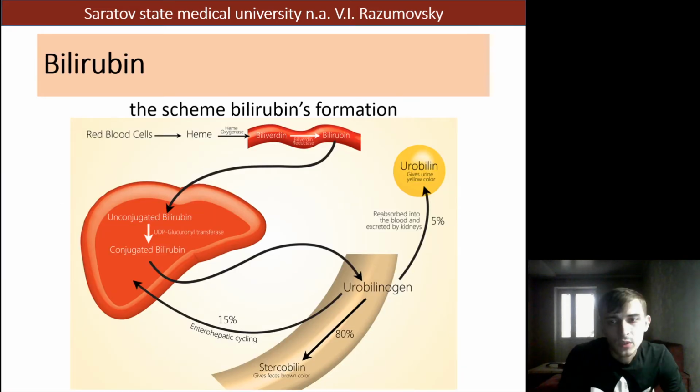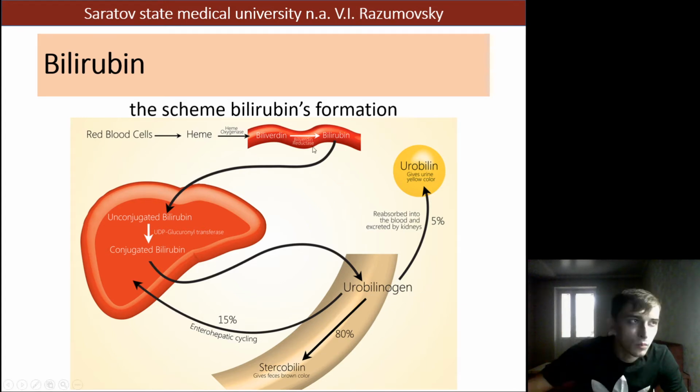Next pigment, bilirubin. Before we start talking about bilirubin disorders, we should remember how it's formed. So, it's formed from heme, from red blood cells, from erythrocytes. When hemolysis appears, heme will be oxidized and transformed to biliverdin. After biliverdin, it forms unconjugated bilirubin.